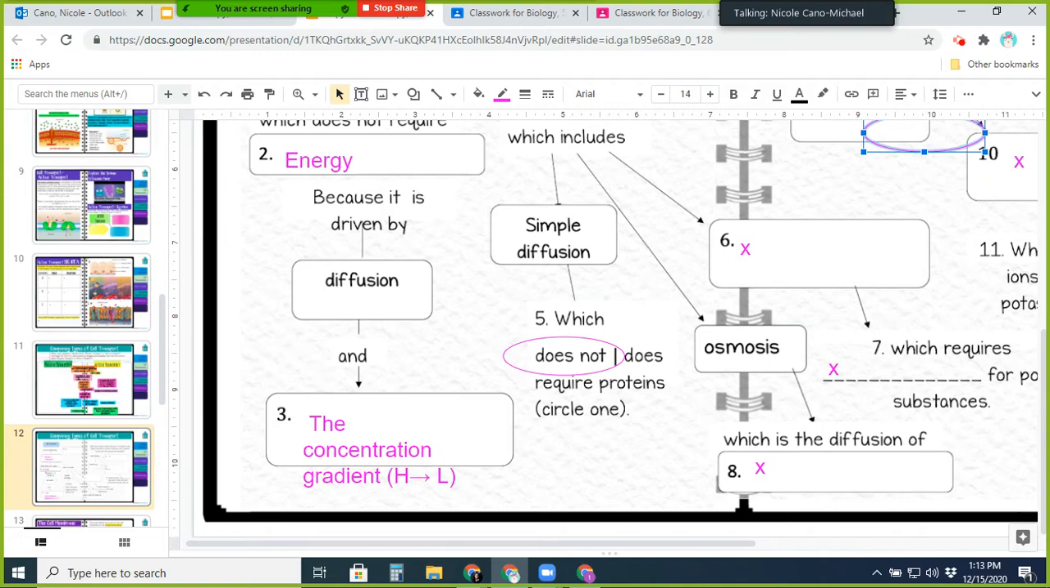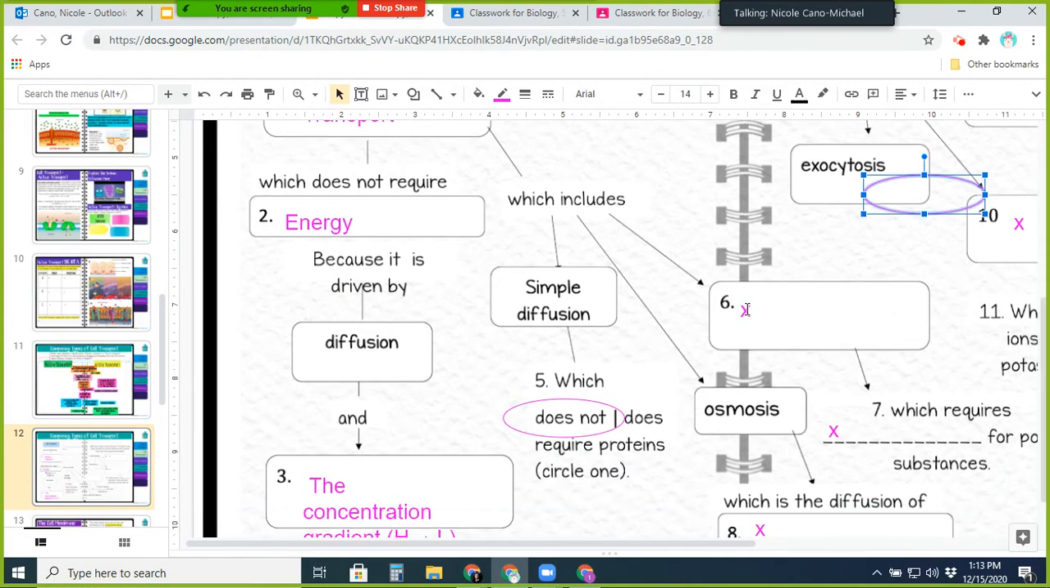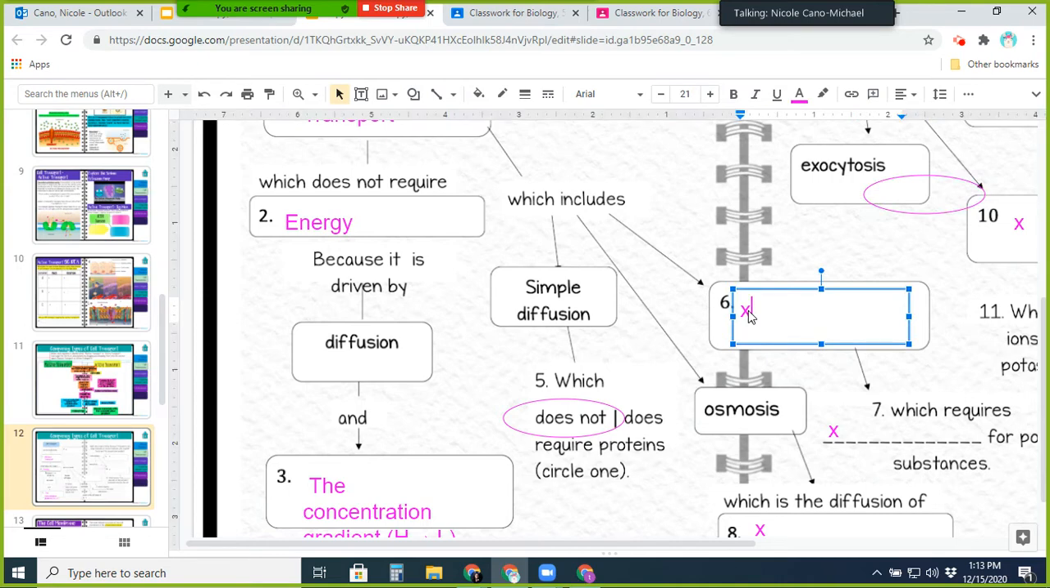So what goes through simple diffusion? Oxygen, for example, carbon dioxide, for example. These are 2 gases that will just move easily across the cell membrane. Passive transport, again, does not require energy. It also includes something that we call facilitated diffusion.